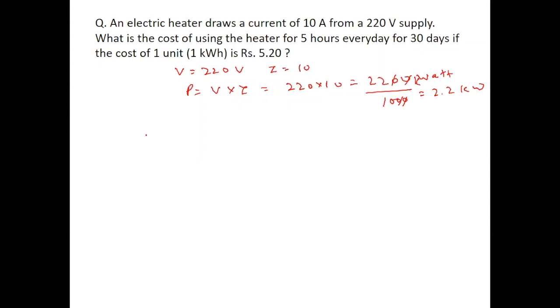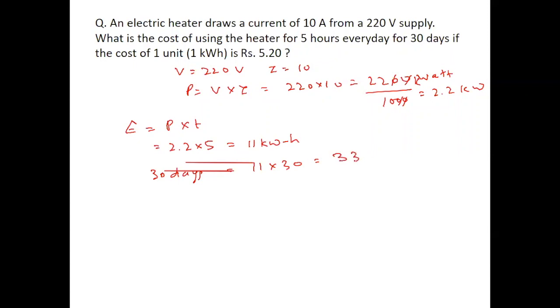Okay, energy, we know that energy is power into time. And here time is 5 hours. So 2.2 into 5 hours, so it's 11 kilowatt hour. This is for one day. So in 30 days, the total energy consumed is 11 into 30, so 330 kilowatt hour.